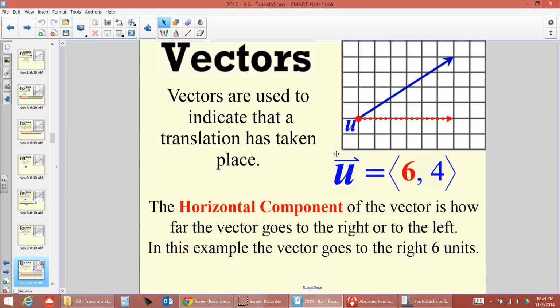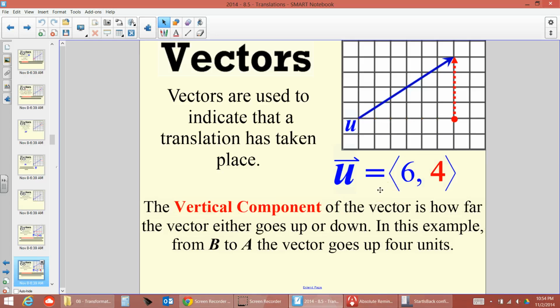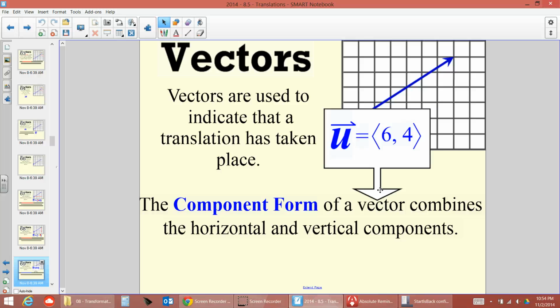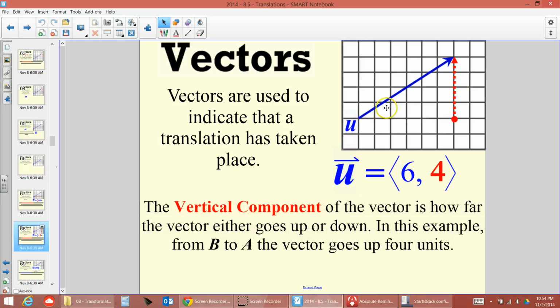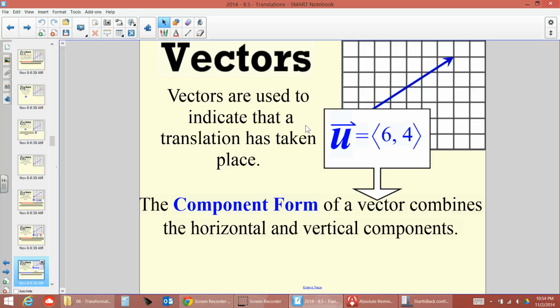Each vector will have a horizontal component and a vertical component. It's written with these funky little parentheses. This is one way to write a vector, indicating that there's a vertical component and a horizontal component to each vector. So every vector can be written as the vector u, but that vector can be broken down into how far right and how far up it went. So this would be the component form of the vector u.